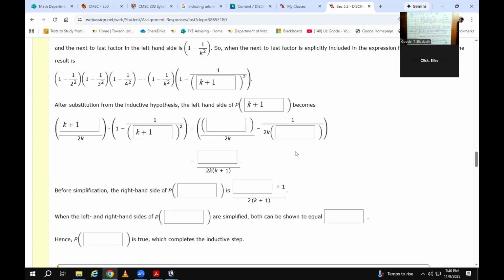Get some paper out. All right, so let's do this. So you said they're starting with k plus 1 over 2k. We're going to write it down. That was the right-hand side of P of k, remember? Times 1 minus 1 over k plus 1 quantity squared. All right, I'm going to stop sharing so we can look at this algebra.